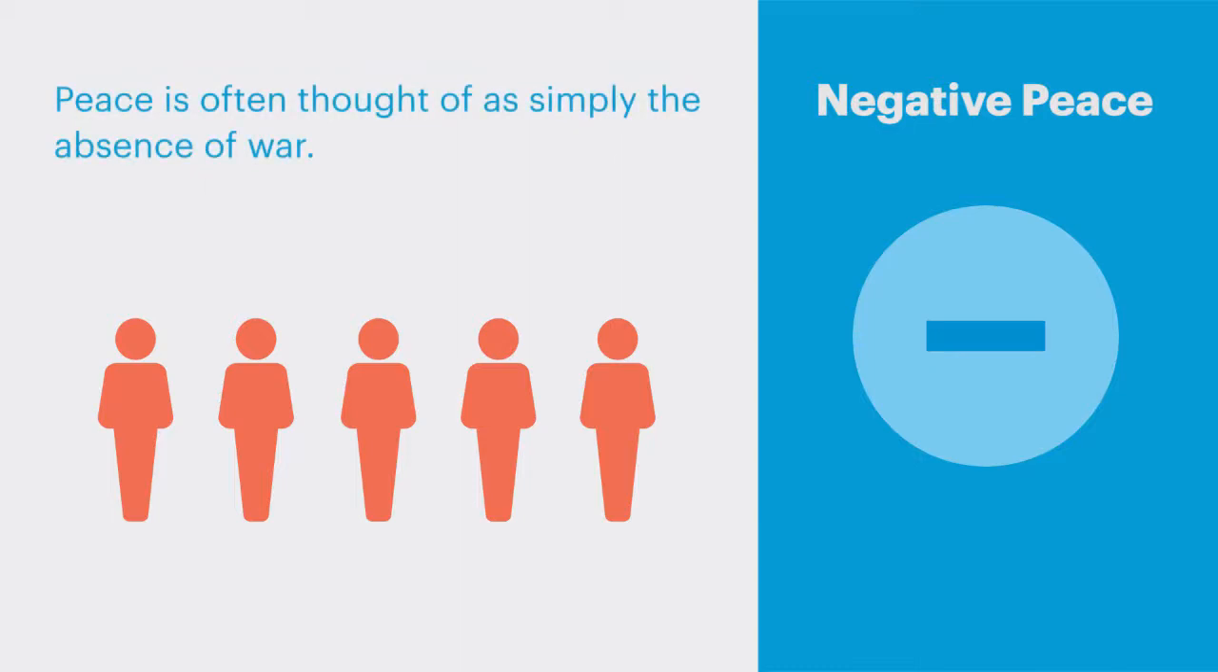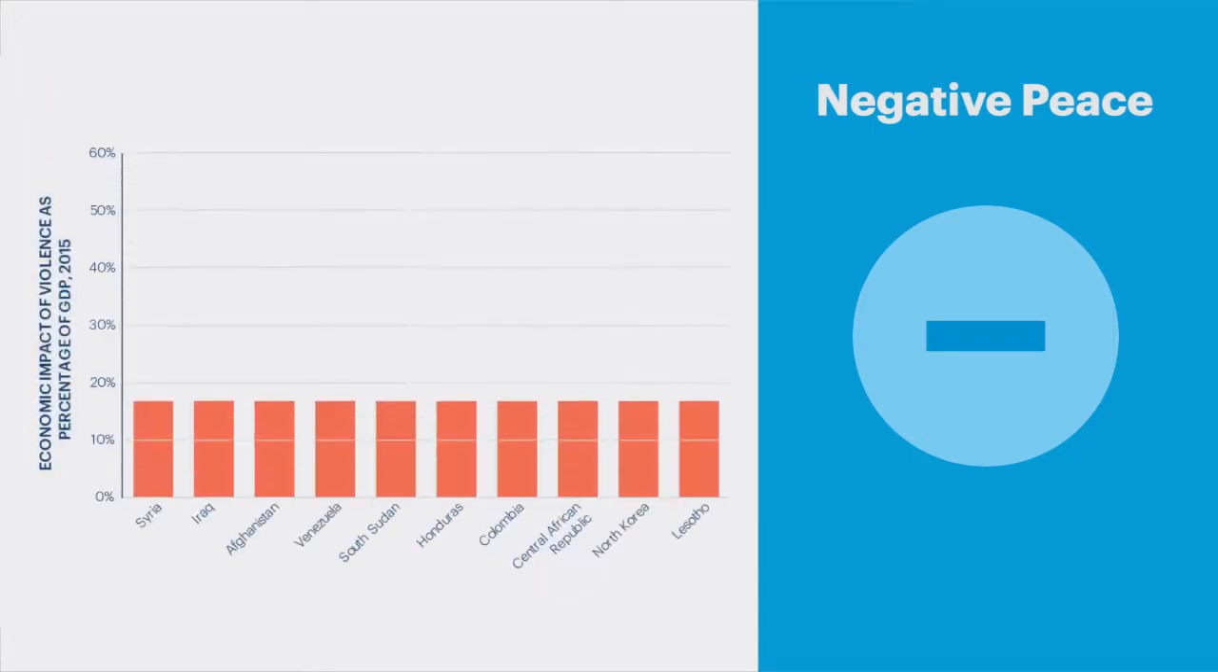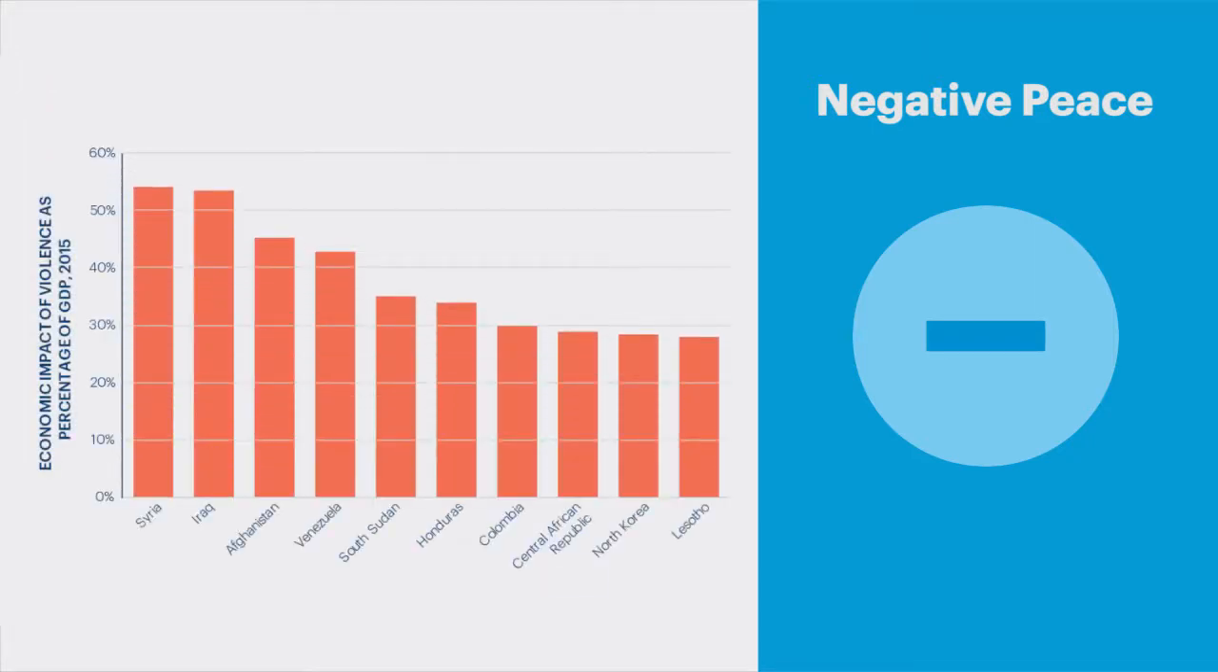Peace is often thought of as simply the absence of war, but it is much more than that. To measure peace at the national level, we wanted to look at much more than the absence of armed conflict, but still needed a definition that allowed for measurement. Negative peace allowed us to do just that.